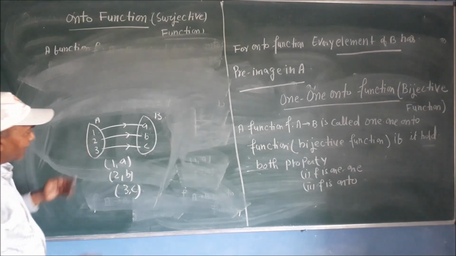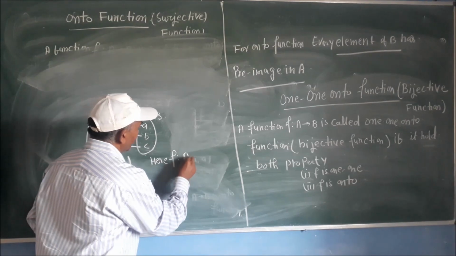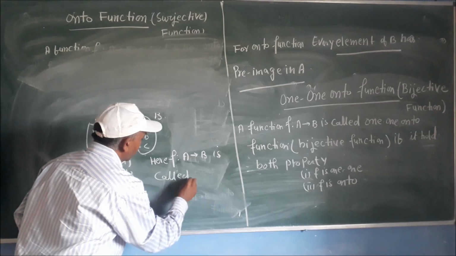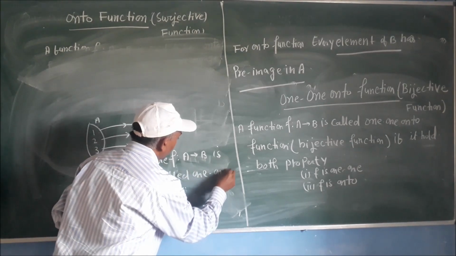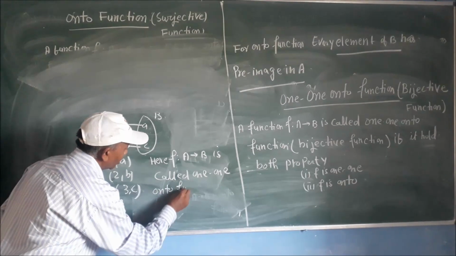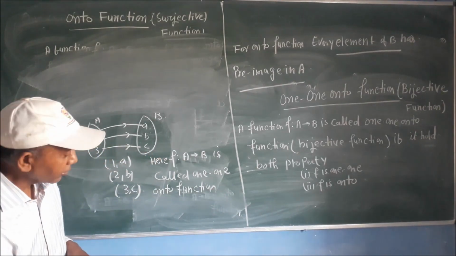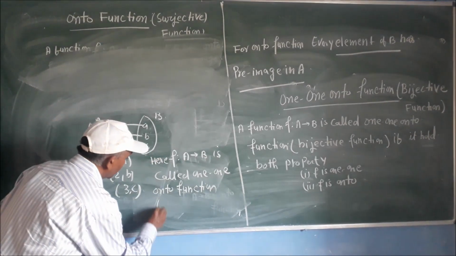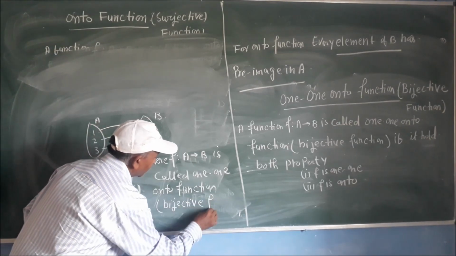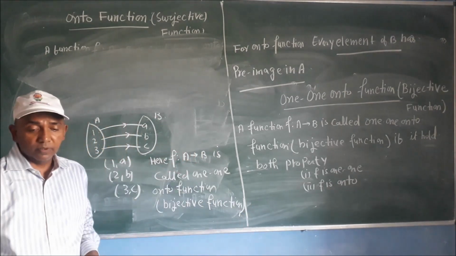Every element of B has a pre-image in A, so we can say that here f such that A tends to B is called a one-one and onto function. Or this may also be called a bijective function. It is also called a bijective function.